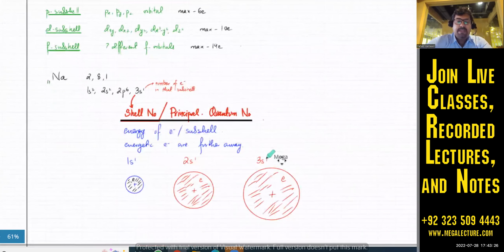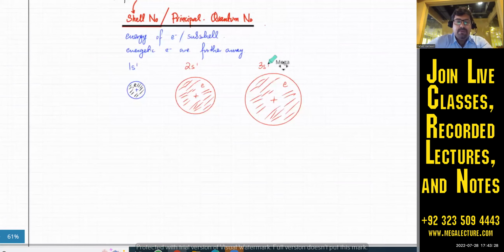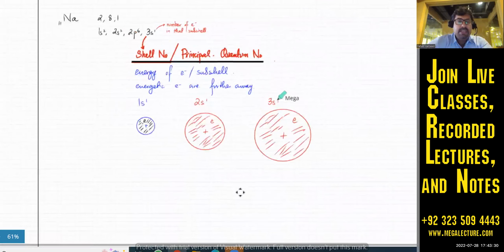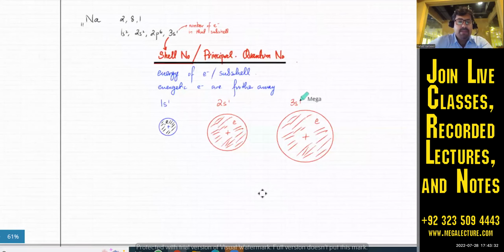And all of these shells, they can be overlapping. So let me draw sodium. So if I draw sodium, it's 1s2.